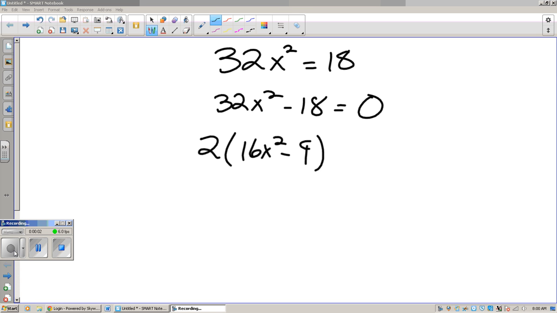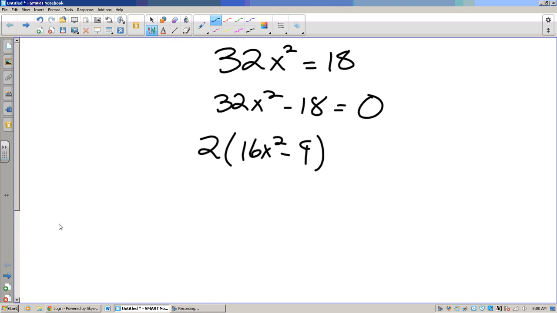Okay, so we started off doing this problem. Since we're doing this mid-problem, what we started by doing is we subtracted 18 from both sides of the equation so we could make it equal to 0. And then we asked ourselves, is there a greatest common factor in 36x squared minus 18? And we said that there is a 2. Once we pulled that 2 out, we knew that we were left with the binomial 16x squared minus 9.